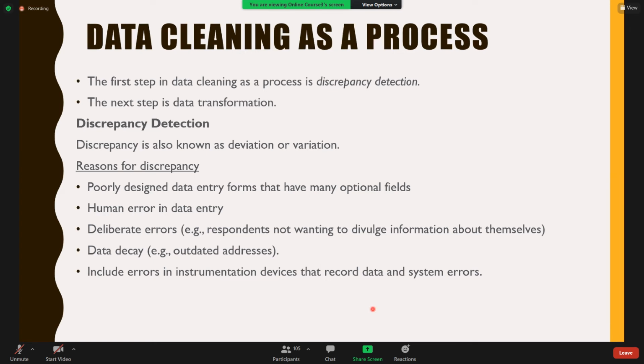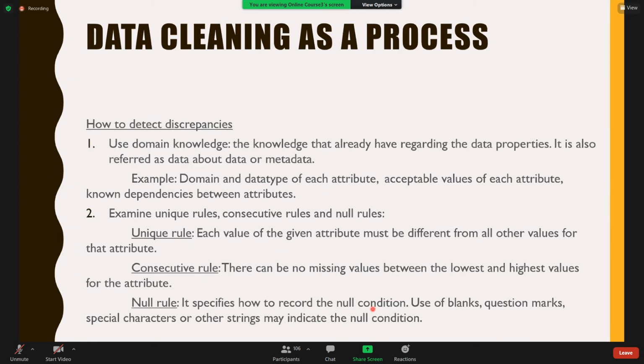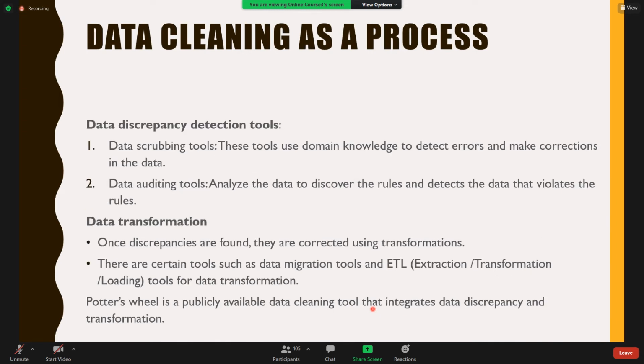In case of discrepancy detection, there are many possibilities for discrepancies. So I have listed a few of the reasons why a discrepancy occurs. And next, how to detect them. We have two techniques, using the domain knowledge, and another one is using some unique rules, consecutive rules and null rules. Okay. And later, after finding out the discrepancy, we need to transform the data.